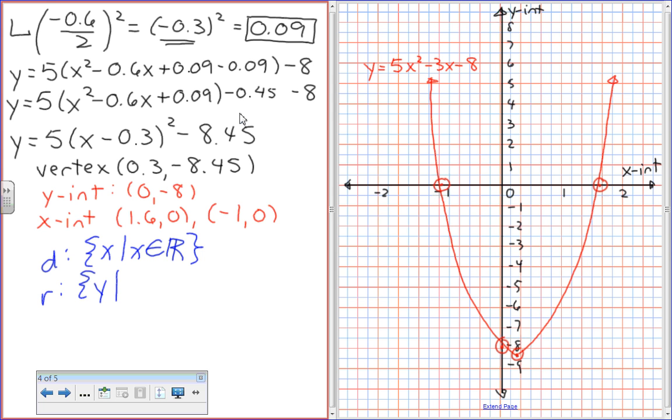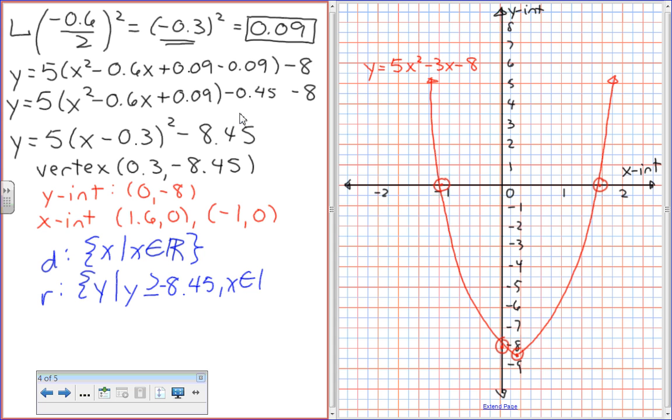The y value is a little bit more difficult. So we're going to be brave and try the y value. It's going to be a little more complicated. Matt, go ahead. Negative 8, and bigger, right? So you can say negative 8.45 and bigger, good. So I'm going to call that y is greater than or equal to negative 8.45.